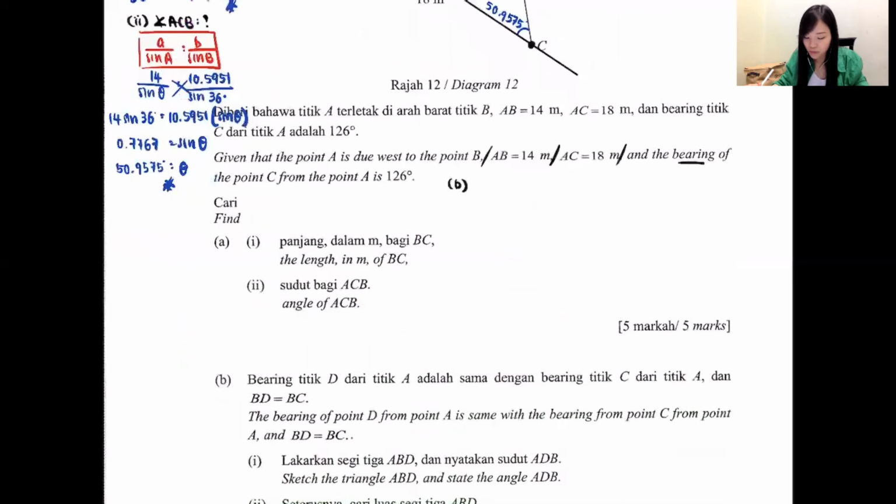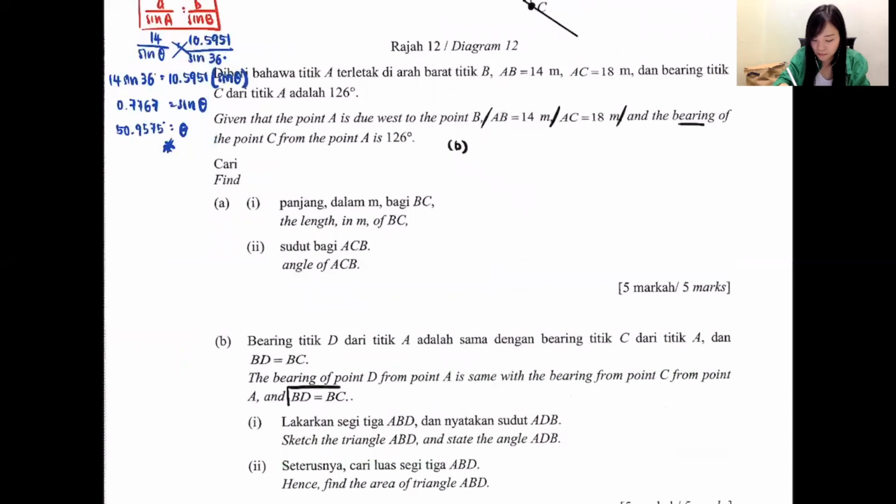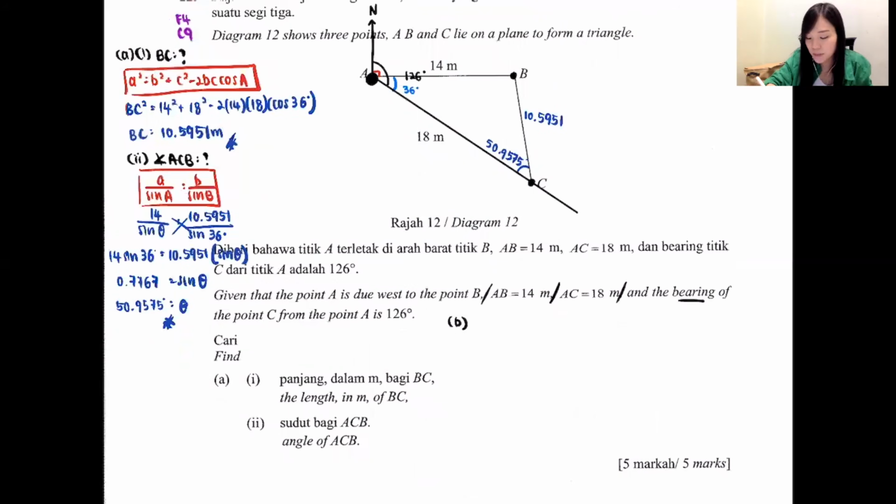Next, they say BD and BC will be the same. So guys, BD and BC will be the same. So BC is here, isn't it? Then BD, I don't think will be here. Because just now, if we see D is here, do you think BC and BD look the same? No, they don't look the same at all.